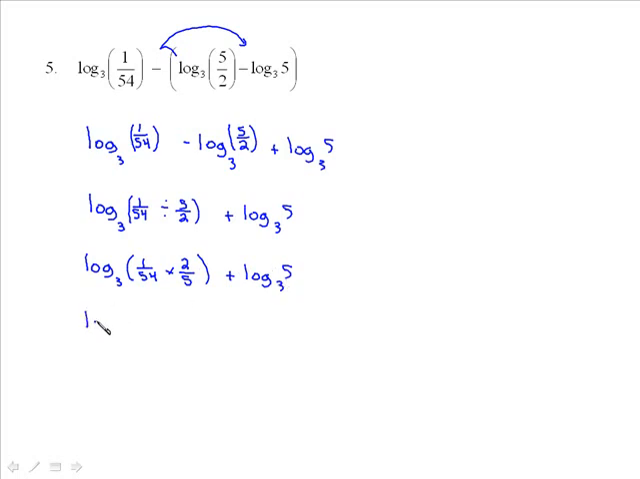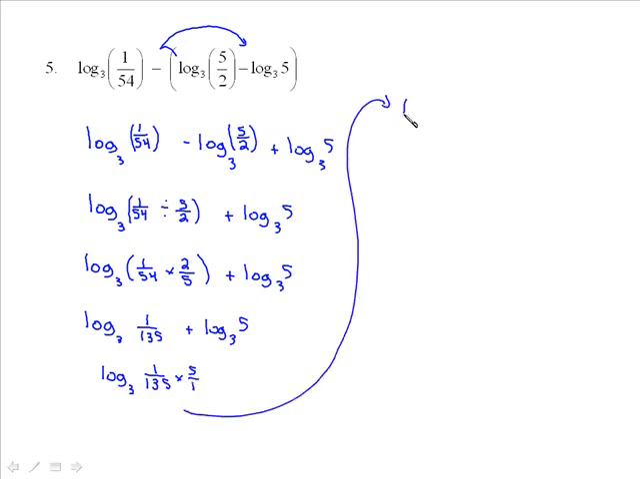Now when you're multiplying those, make sure you reduce those fractions. So divide by 2 and you'll get 1 over 27 times 5, if you're really careful with that. So that is going to be 1 over 135 base 3 plus the log of 5 base 3. Now, because we're adding two logarithms, we can express them as a single logarithm through the act of multiplication. So that's times 5 over 1.